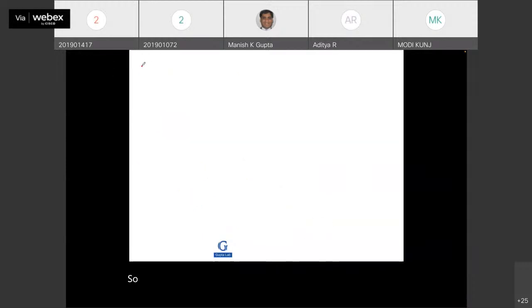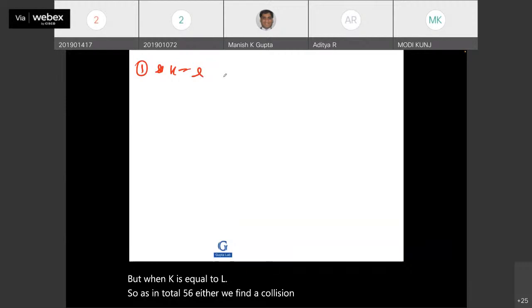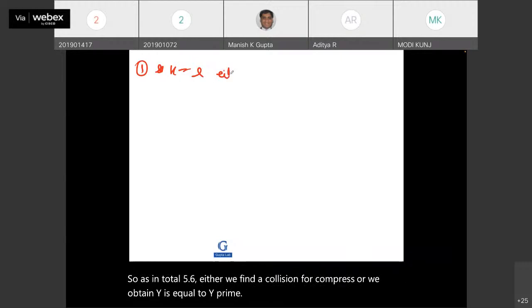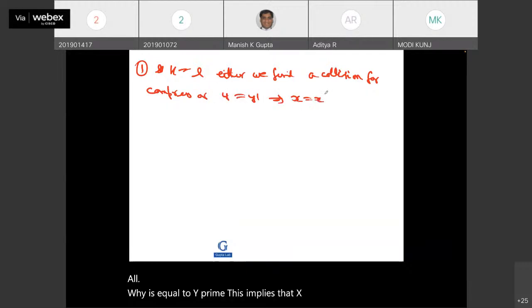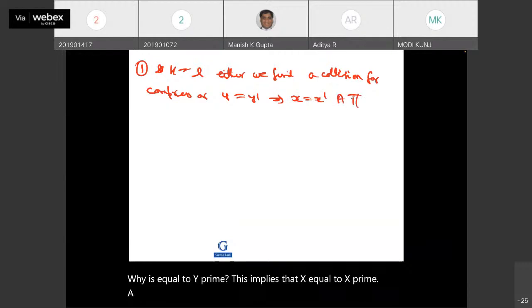So case one, when k is equal to l. As in theorem 5.6, either we find a collision for compress or we obtain y is equal to y prime, which implies that x is equal to x prime, a contradiction, right?